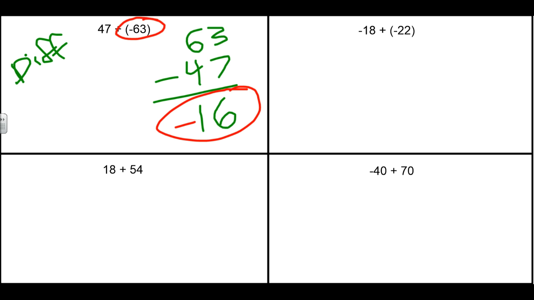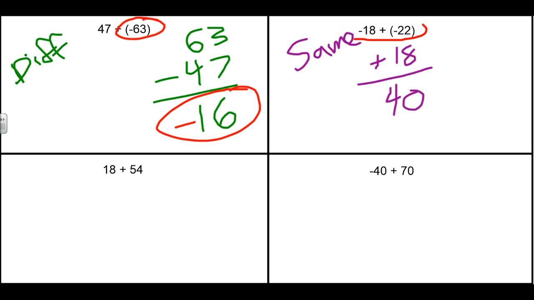Next, for negative 18 plus 22, they have the same sign. So they're both moving in the negative direction away from 0. 22 plus 18 is 40. Of course, both of these integers are negative, so the overall sum must also be negative, negative 40.